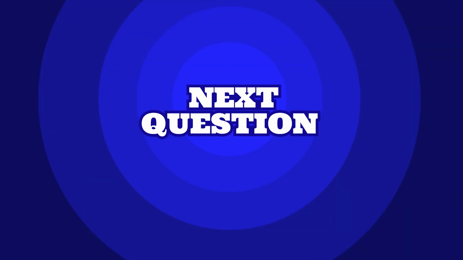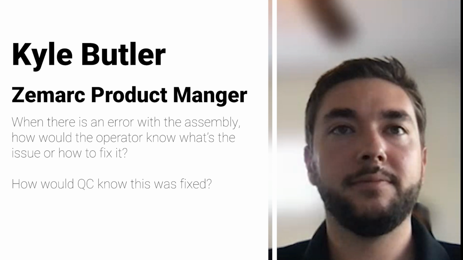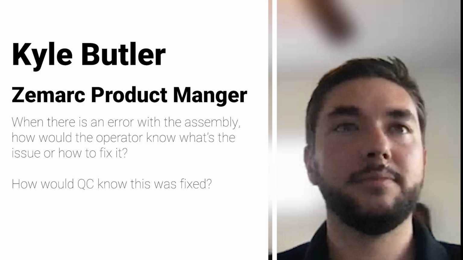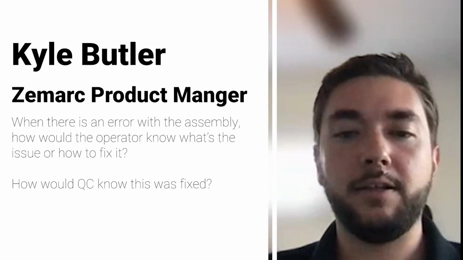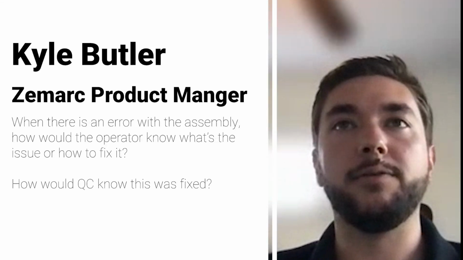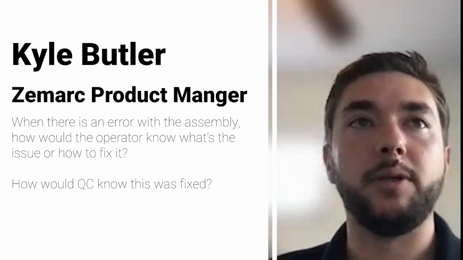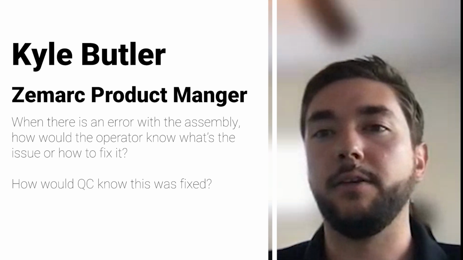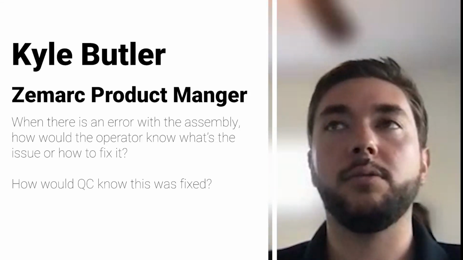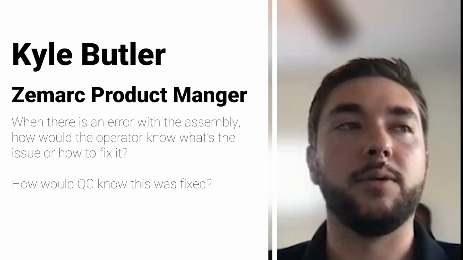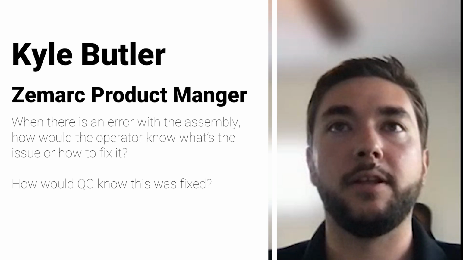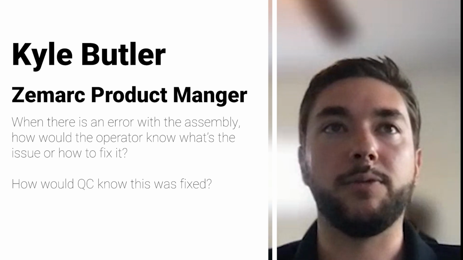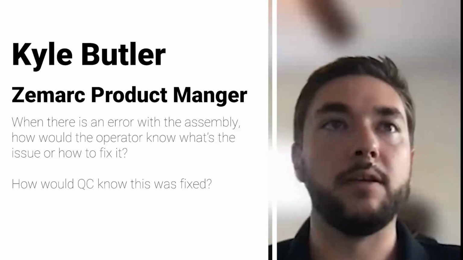When there is an error with the assembly, how would the operator know what the issue is or how to fix it? How would QC know this was fixed? So that kind of depends on the level of oversight that you want to implement with fail rules. Different fail rules are available. You can rely on your operators to make corrections, or you can have a whole sequence. You can have the line shut down so that the part gets put aside, and then quality control would see how things were fixed based on reviewing the data.